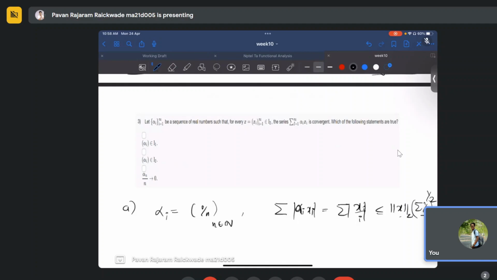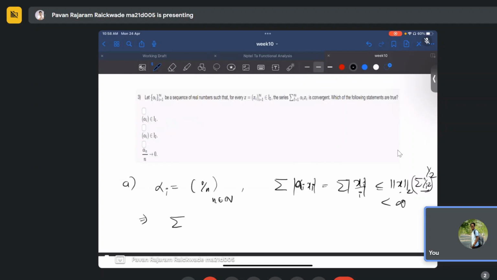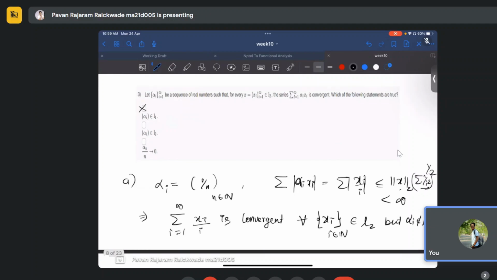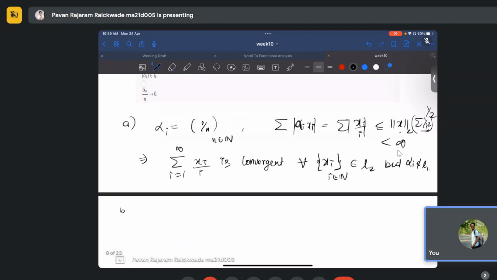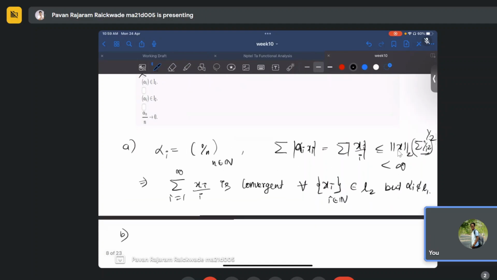But this is in L2, this is in L2, so this is finite. That means the summation of xi by i going from 1 to infinity is convergent for all xi belonging to L2, but alpha doesn't belong to L1. So the first option is wrong. Let's go with the second. Alpha belongs to L2. Is it true? Okay, let's see.